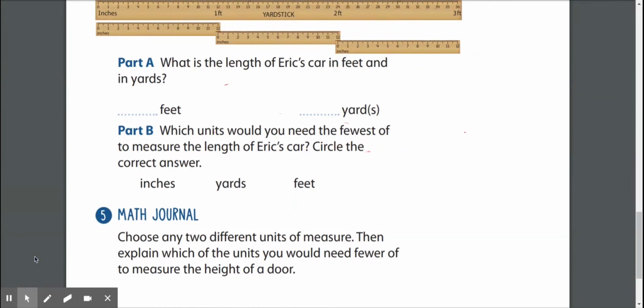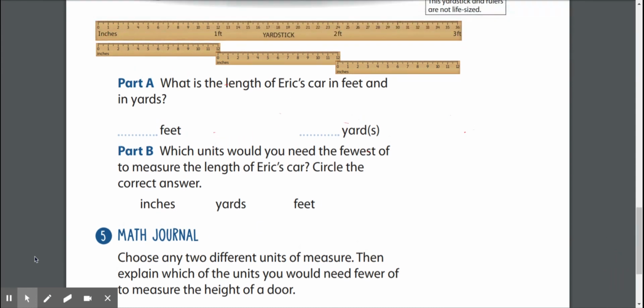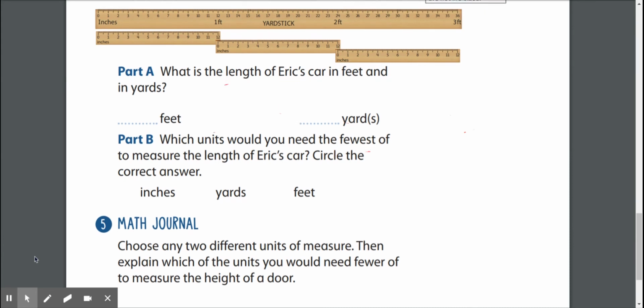Part B, for which unit would you need the fewest to measure the length of Eric's car? Circle the correct answer. So would you need fewer inches? Would you need fewer yards? Or would you need fewer feet? Well, I know the greatest unit of measure is yards. The smallest unit of measure is inches. So which one would you need the fewest of? So remember, the bigger something is, the less you need. So which one do you think?